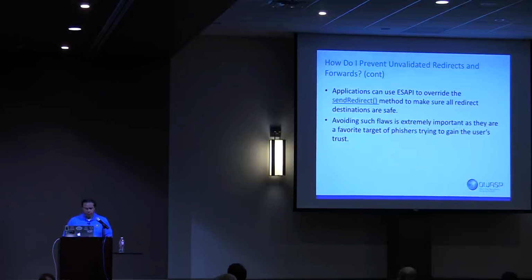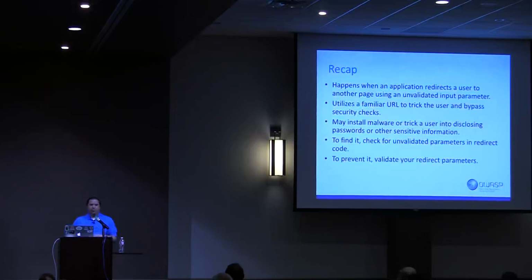All right, so recap. This happens when an application redirects the user to another page using an unvalidated parameter, utilizes a familiar URL, tricks the user, bypasses security checks, might install malware, or tricks the user into disclosing passwords or other sensitive information. To find it, we check for unvalidated parameters in the redirect code, and to prevent it, avoid unvalidated redirect parameters. Cool.